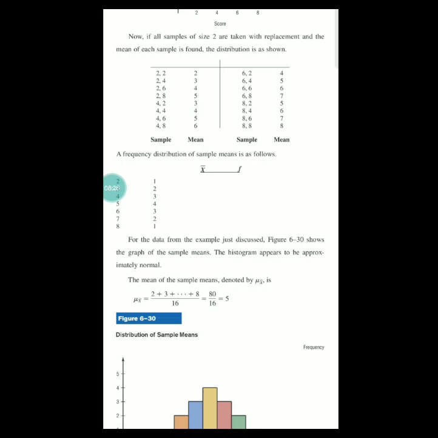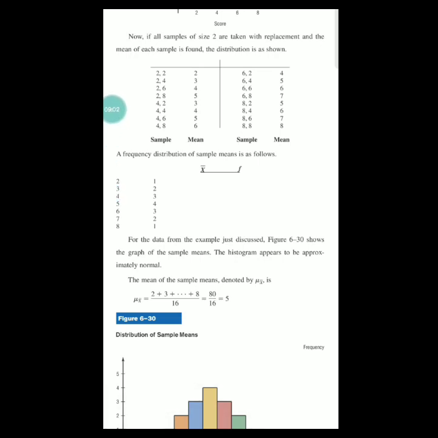For 2 and 6, we divide by 2. So, 2, 4, 6. Our mean is 4. For 2 and 8, divide by 2. So, 2, 3, 4, 5, 6, 7, 8. Our mean is 5. And the same goes for the rest: 4, 2, 3, 4, 4, 4, 4, 6, 5, 4, 8, 8, and so on and so forth. After that, we get the frequency distribution of our sample means.